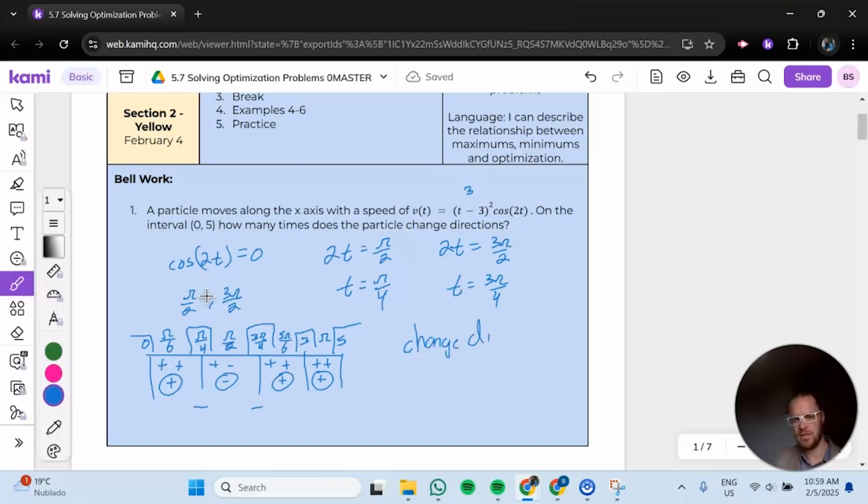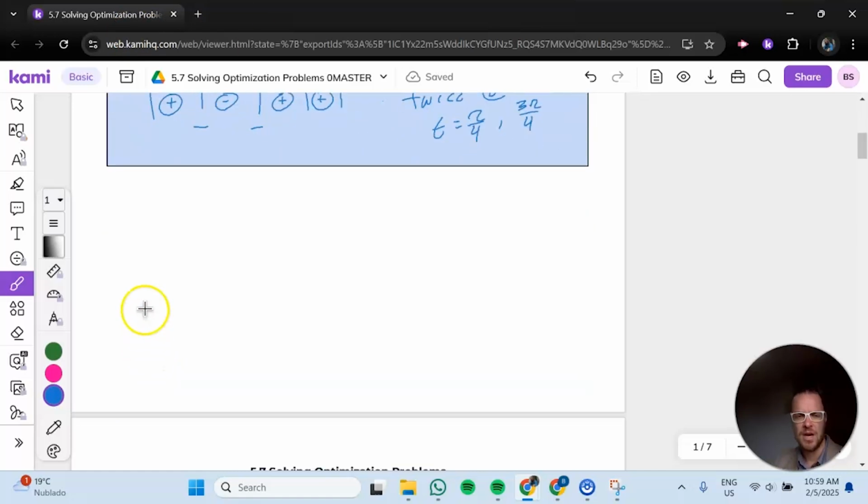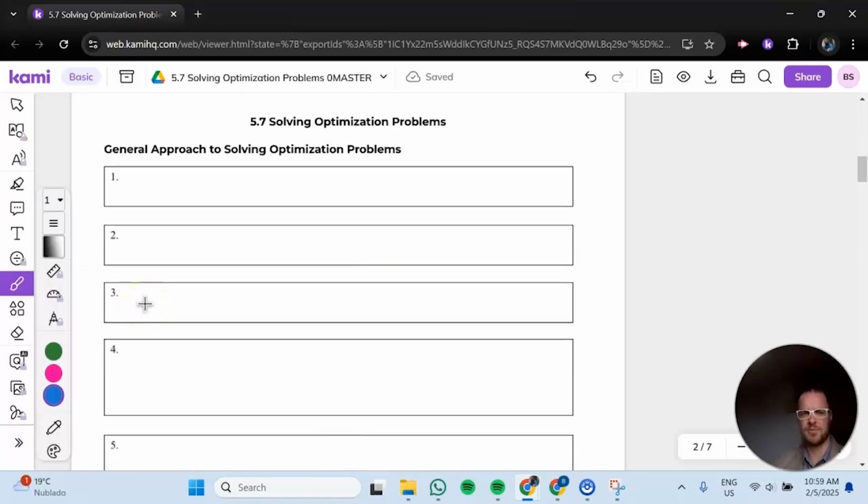It changed directions twice. And if we want to be specific, at t equals pi over 4 and 3 pi over 4. Right here at 3, it didn't actually change direction, so we can't include that one. All right, so now let's take a look at our optimization problems.